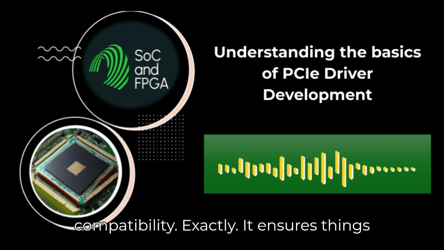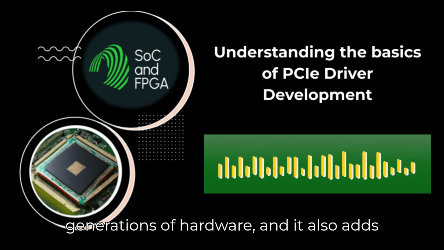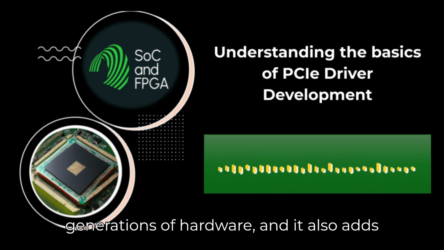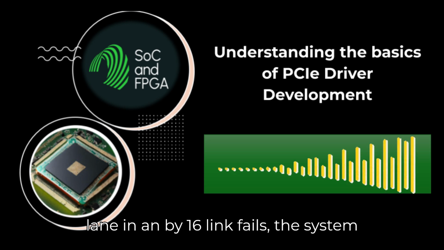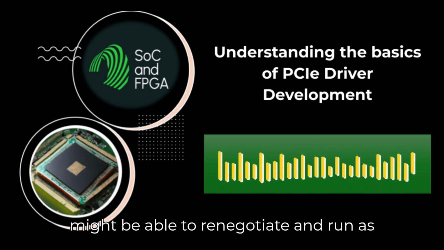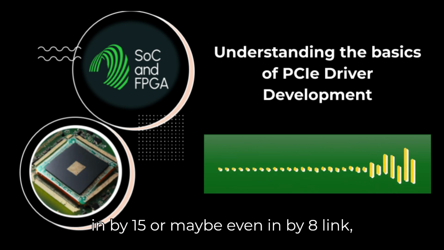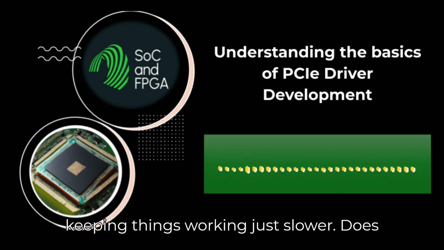Oh, that's clever for compatibility. Exactly. It ensures things generally work even with mixed generations of hardware. And it also adds a bit of fault tolerance. If, say, one lane in an x16 link fails, the system might be able to renegotiate and run as an x15 or maybe even an x8 link, keeping things working, just slower.